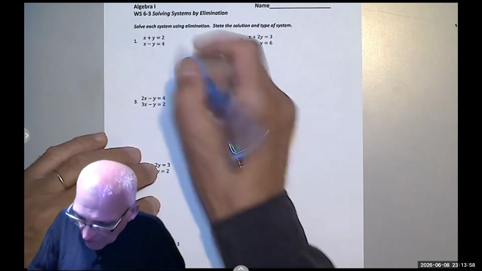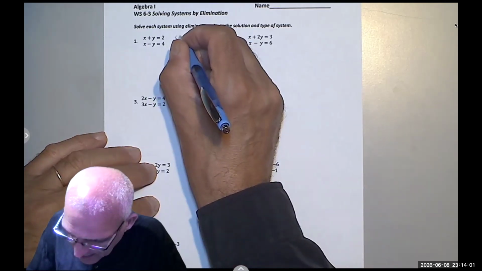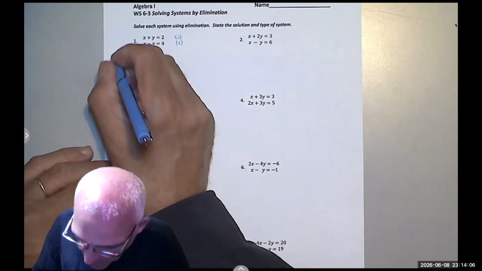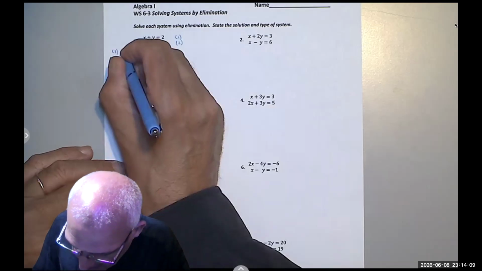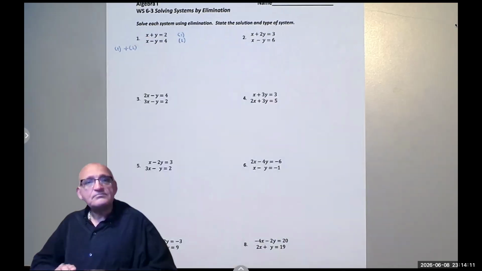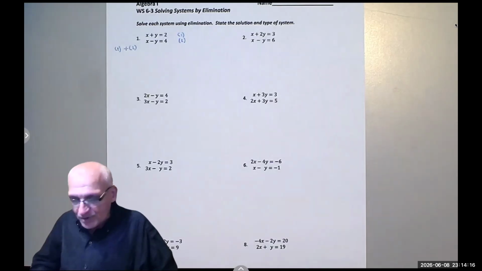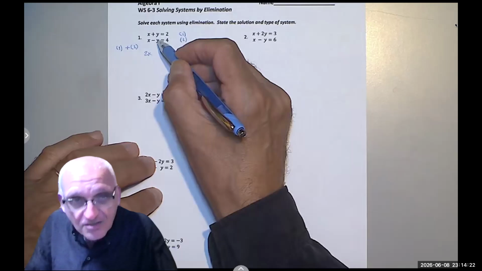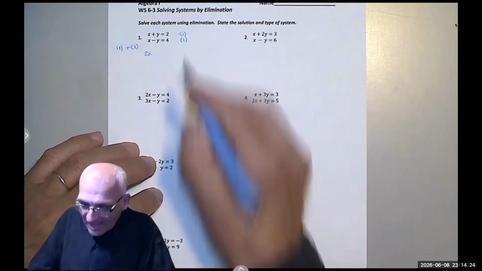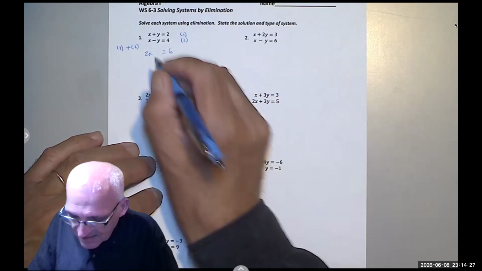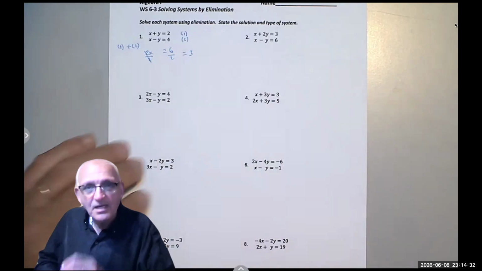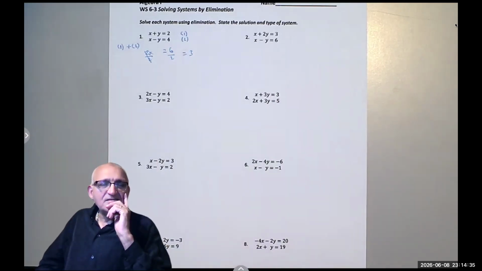So if I'm going to call this equation number 1, and this is equation number 2, see what happens if I do equation 1 plus equation 2. See how easy it would be? Let's do it. x plus x is 2x. y minus y is 0. And 2 plus 4 is 6. Dividing by 2, I get x equals 3. Wow, it took 5 seconds.